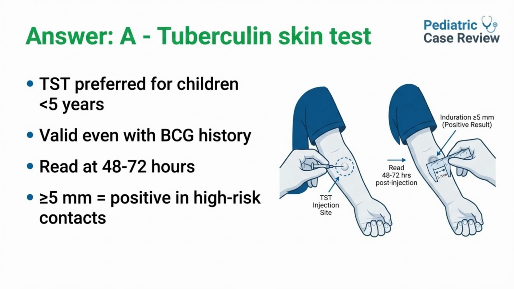For children younger than 5 years of age, tuberculin skin test remains the preferred screening method even in BCG vaccinated children. While interferon gamma release assays are not affected by BCG vaccination and can be used in children 2 years and older, guidelines recommend tuberculin skin test as the primary screening tool in young children due to better validation in this age group. The test should be read at 48 to 72 hours, with induration of 5 millimeters or more considered positive in high-risk contacts.